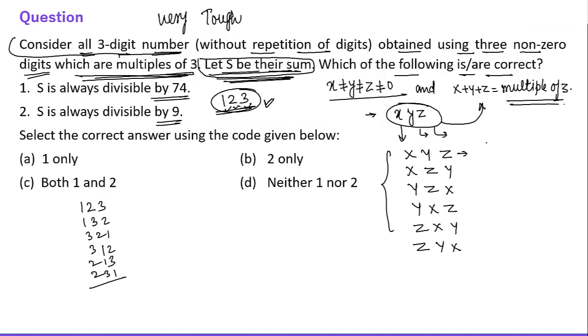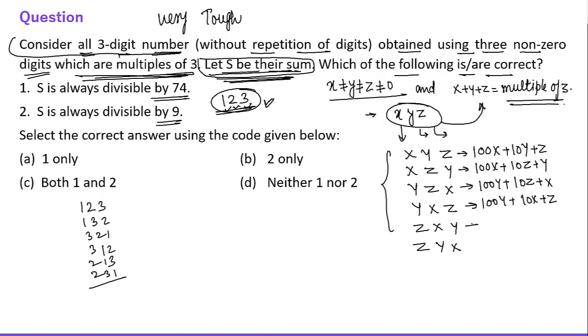Now let's talk about the place value. What is the general form of a 3-digit number? 100x plus 10y plus z. Again, this is 100x plus 10z plus y. Again, this is 100y plus 10z plus x. This will be 100y plus 10x plus z. This is 100z plus 10x plus y. And this is 100z plus 10y plus x.